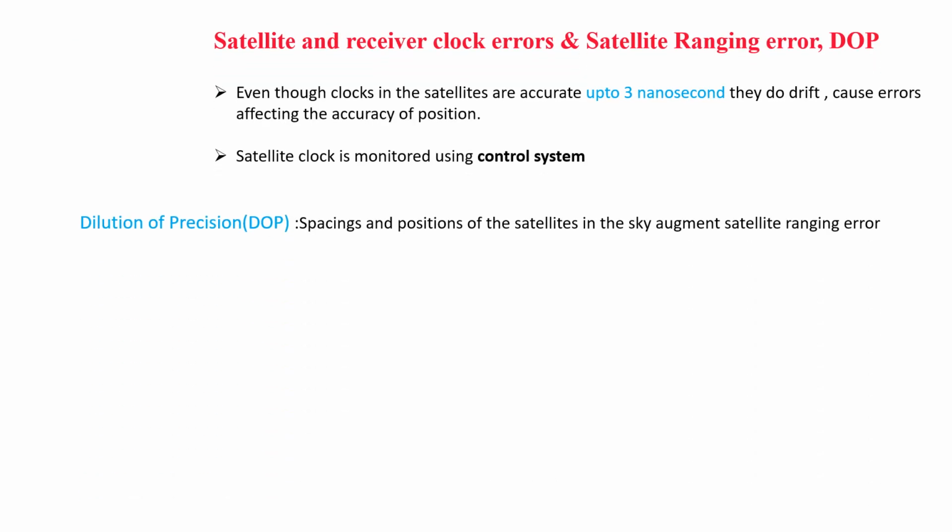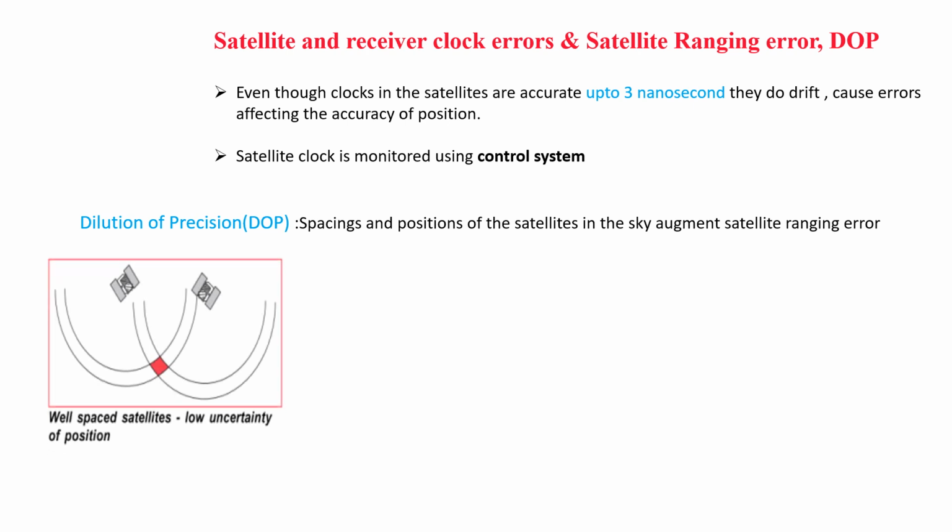So there is also a satellite and receiver clock. The clocks in the satellite are very accurate, maybe up to 3 nanoseconds, but there can be a drift in the error that can cause an error in the accuracy. The satellite clock is monitored using the control system.